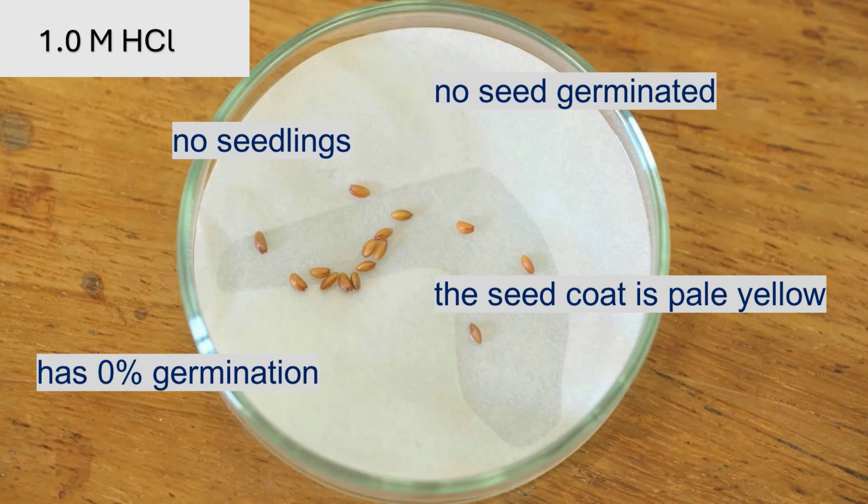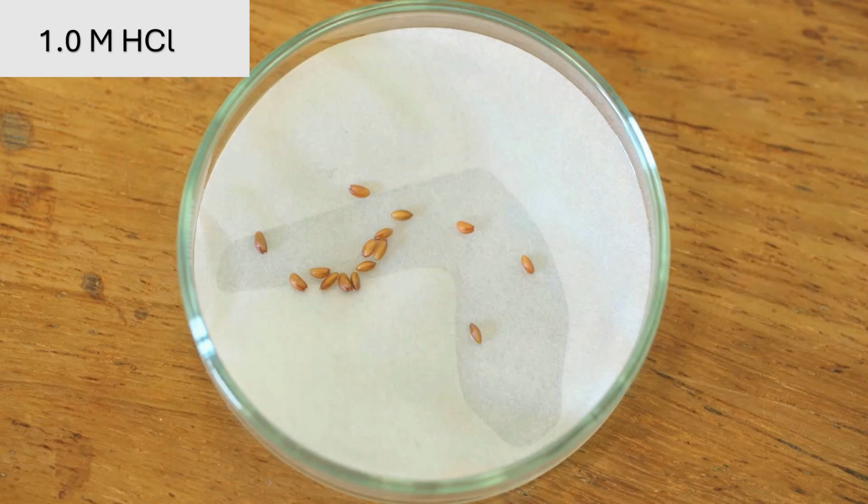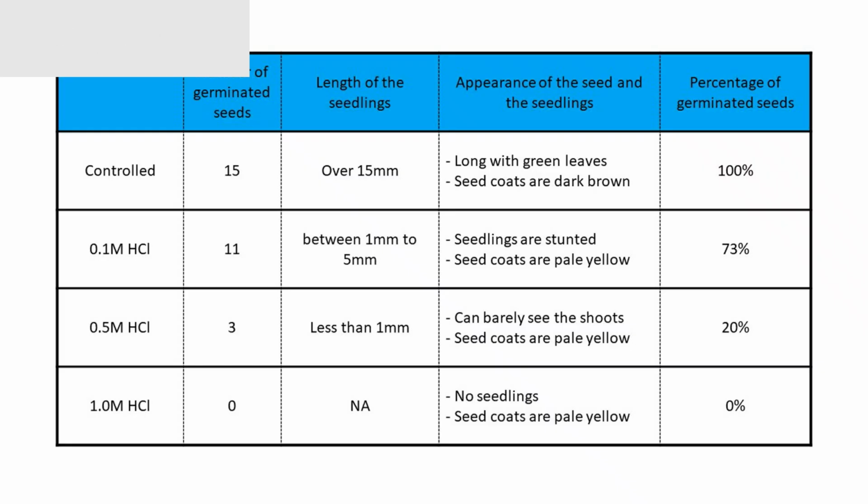This is the 1 molar HCl. We can see no seed germinated, no seedlings, no germination, and the seed coat is yellow.